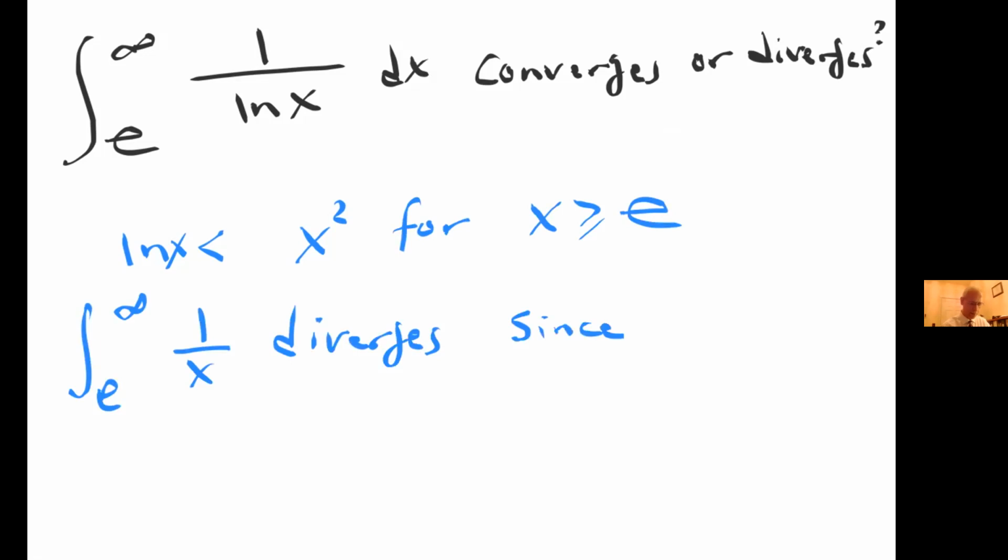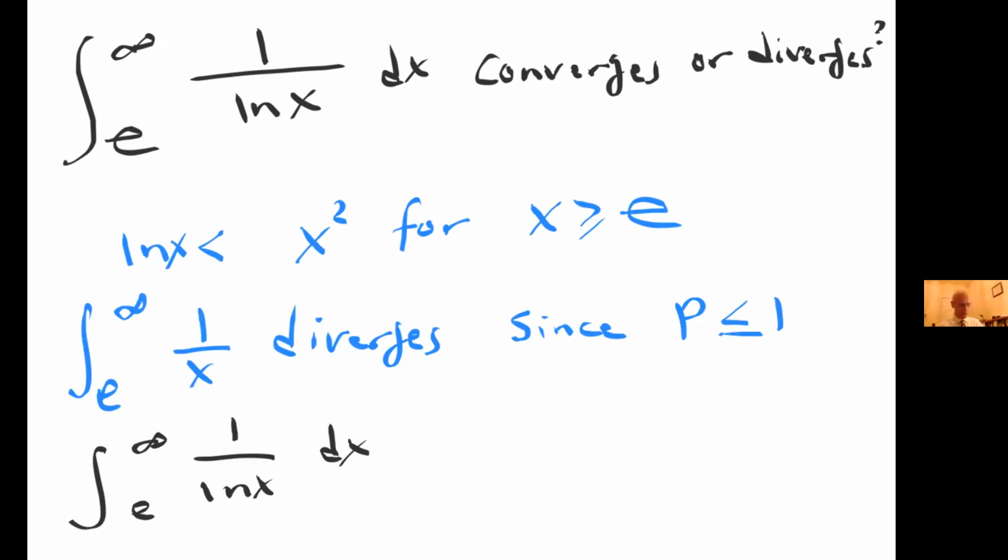Since p is smaller than or equal to 1. All right. So, changing color, the integral from e to infinity of 1 over natural log of x dx. Let's see. Yeah, I can look at the graph, or let's just say that I want to know: is this really greater than or equal to the integral from e to infinity of 1 over x dx?